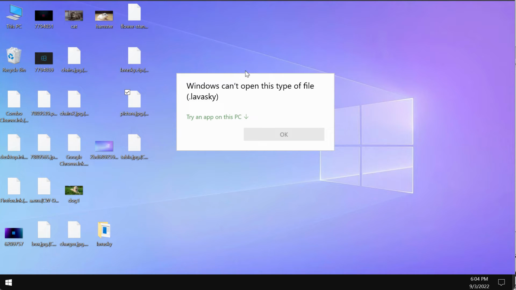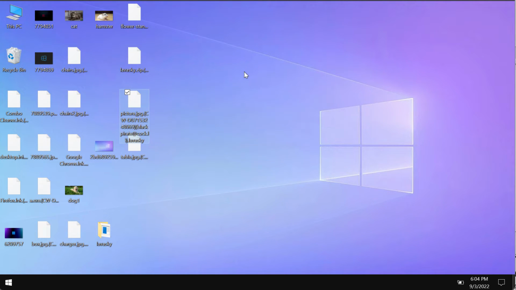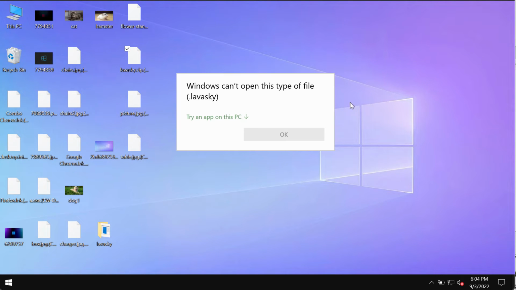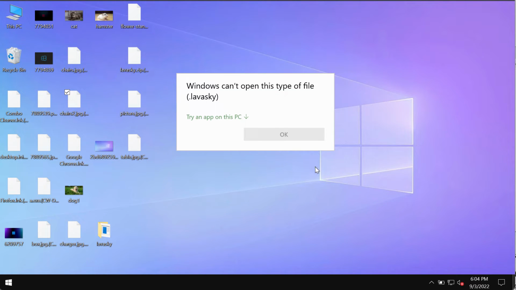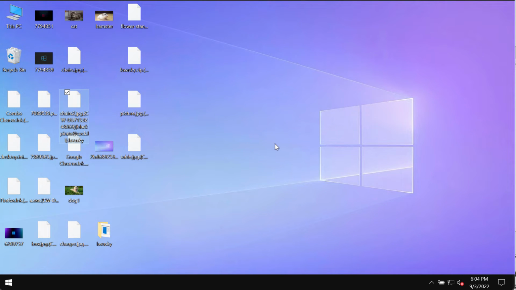So when people try to open this specific file, they get this message saying that Windows cannot open this type of file with the Lavasky extension. Removing the extension manually does not fix the issue. The files are still damaged and encrypted by this Lavasky ransomware.